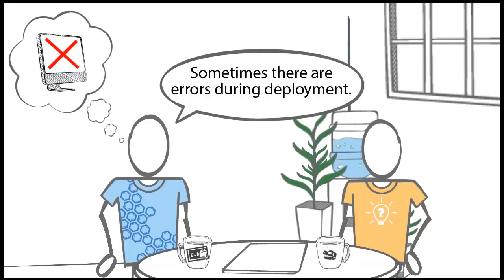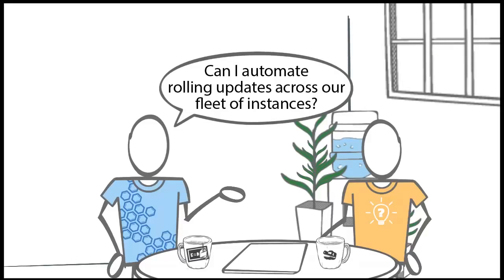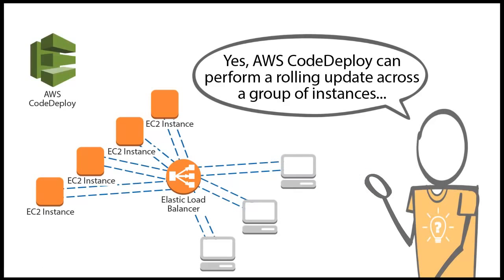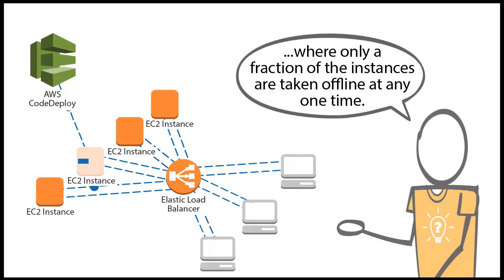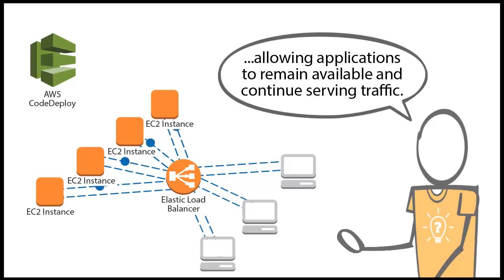Sometimes there are errors during deployment. Deployments can be automatically stopped and easily rolled back if there are errors. Can I automate rolling updates across our fleet of instances? Yes, AWS CodeDeploy can perform a rolling update across a group of instances, where only a fraction of the instances are taken offline at any one time. AWS CodeDeploy progressively works its way across the instances, allowing applications to remain available and continue serving traffic.